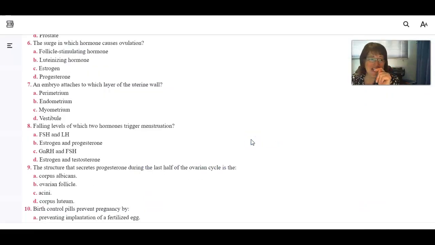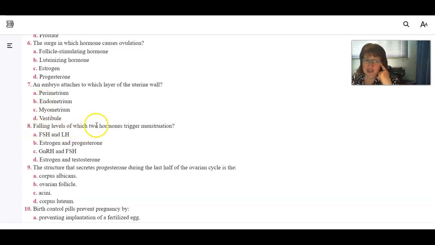Before we continue on, let's look at a few questions on page 485, just to summarize, because that was brutal. What is the surge of the hormone that causes ovulation? Luteinizing hormone. Where does it come from? Anterior pituitary. The embryo attaches to which lining of the uterine wall? We didn't talk about this, but hopefully you know by your terms what the lining is. Endo means inside, so it's endometrium.